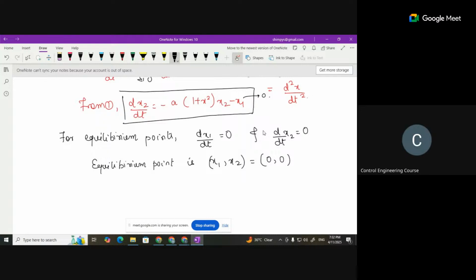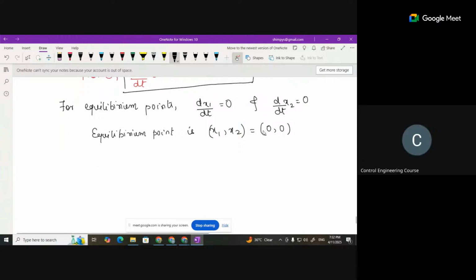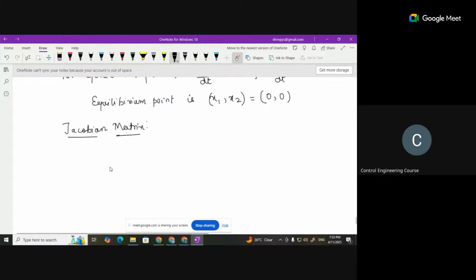What is the next step? Jacobian. Yeah, I have to evaluate the Jacobian matrix. Once the Jacobian matrix is evaluated, we will use that matrix to compute the eigenvalues and study the local stability near the equilibrium using linearization. Fine. So that's why we are evaluating this Jacobian matrix.